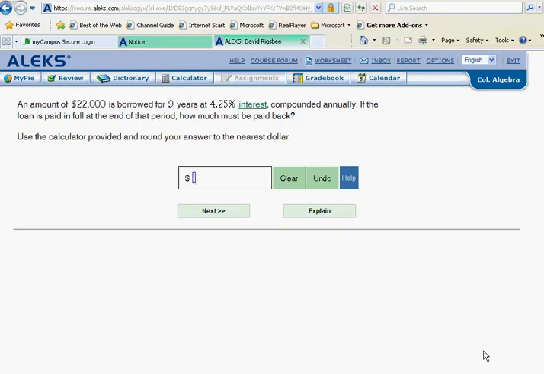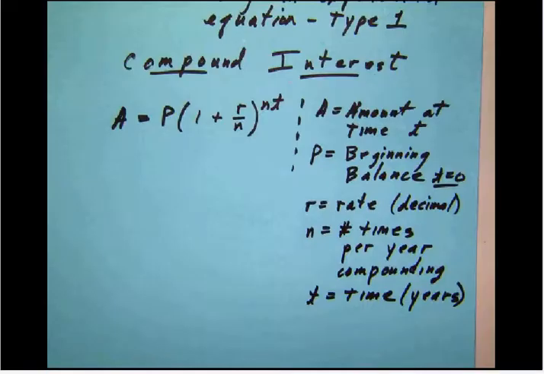In this segment of ALEKS College Algebra, we will be looking at solving a word problem using an exponential equation, type 1. And what this appears to be is a compound interest problem. And these come up often enough that we can rely on a specialized equation or formula to deal with these. So let's take a look at our notes.